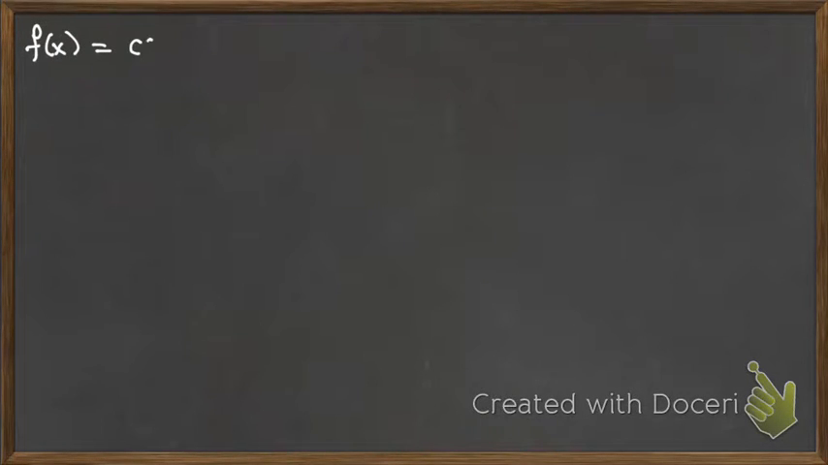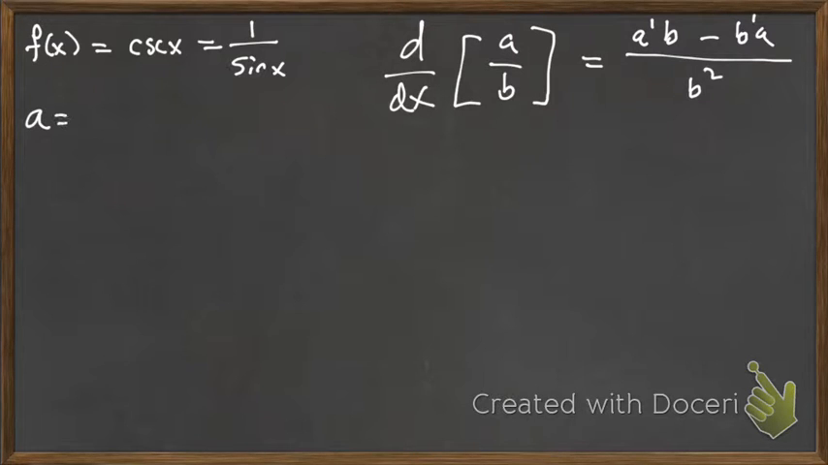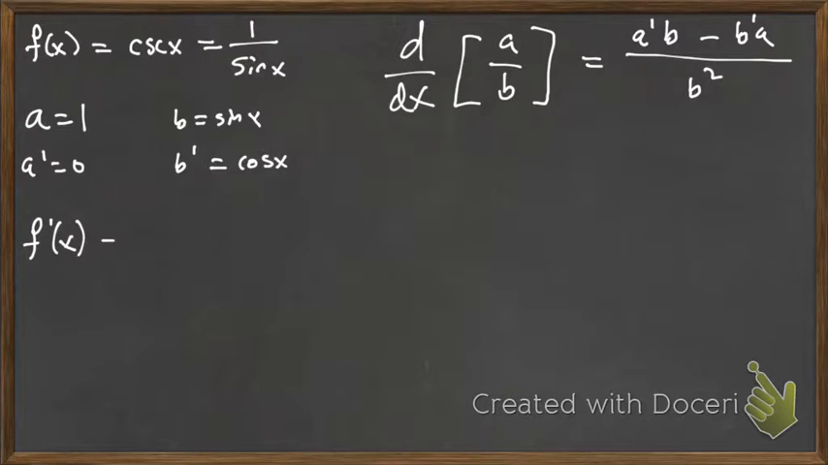So if we're going to look at the derivative of the cosecant, that's going to be 1 over sine. So we'll just write A over B off to the side here. Okay, so A over B prime is A prime B minus B prime A over B squared. So A is 1, A prime is 0, B is sine, B prime is cosine. So we'll put that in and take the derivative.